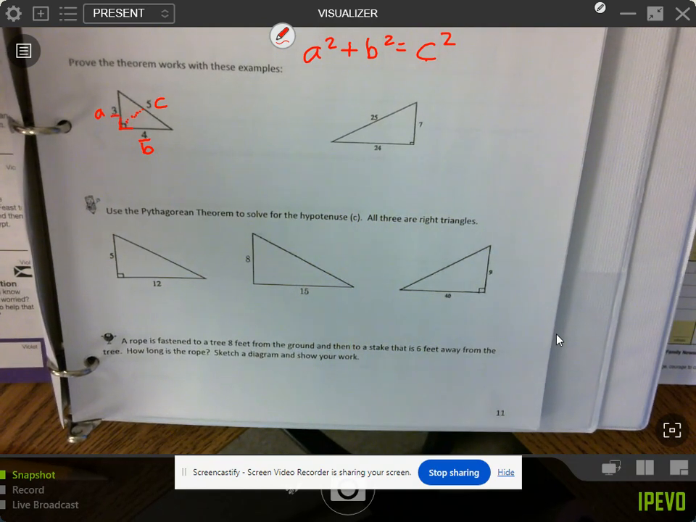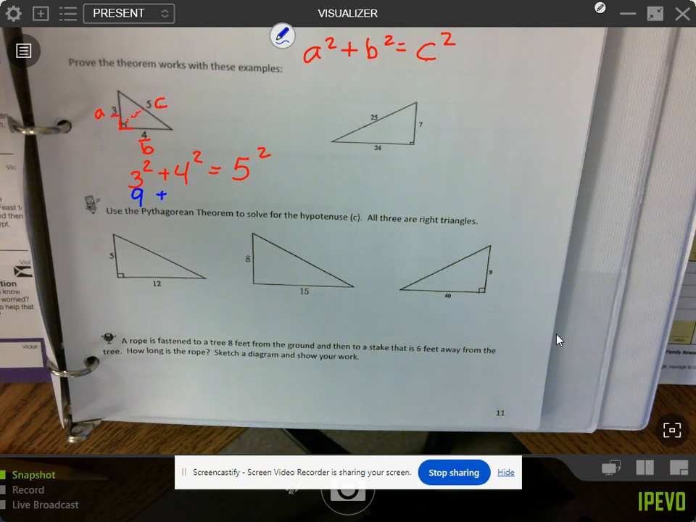So now I'm going to say, does this theorem work? Does A squared plus B squared equal C squared? So I'm going to put it in. 3 squared plus 4 squared equals 5 squared. Is that true? Let's check and see. What is 3 squared? Oh, it is not 6. We do not do 3 times 2. When we are squaring, it's the number times itself. 3 times 3 is 9.